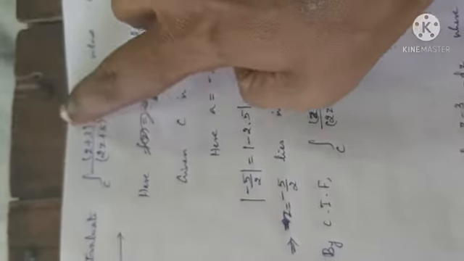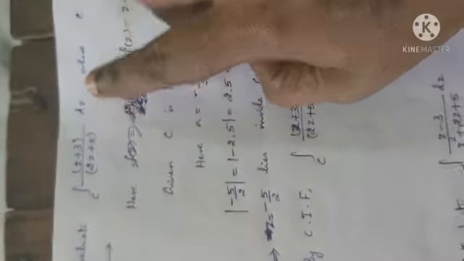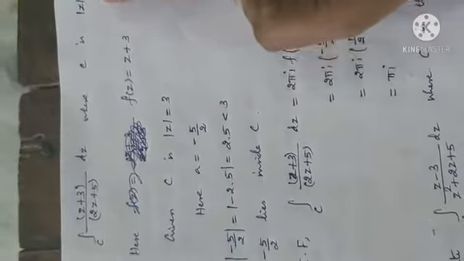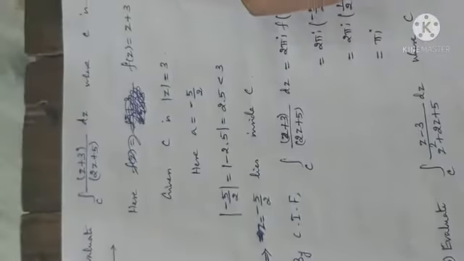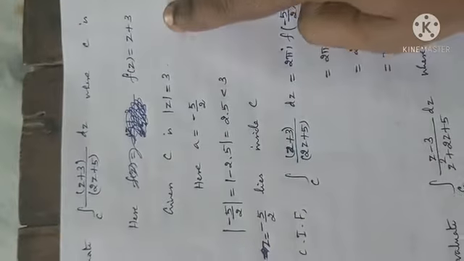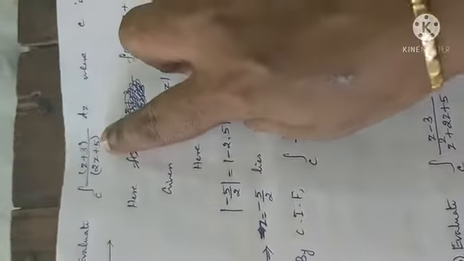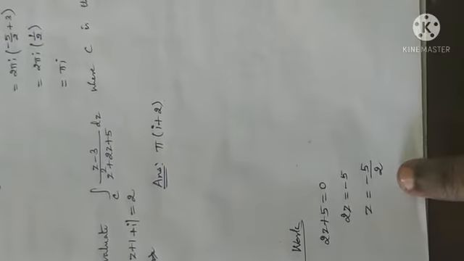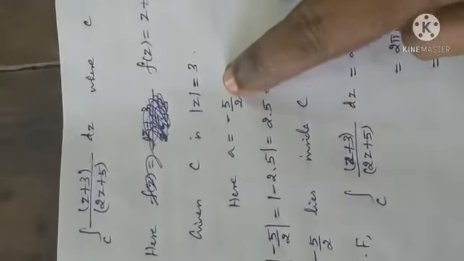We are under the heading Cauchy's integral theorem and Cauchy's integral formula. And this is another problem, f of z by z minus a into dz, where C is mod z equal to 3, a circle with center 0, 0 and radius 3. F of z is z plus 3. To find a, equate the denominator to 0, so that z is equal to a. A is minus 5 by 2.